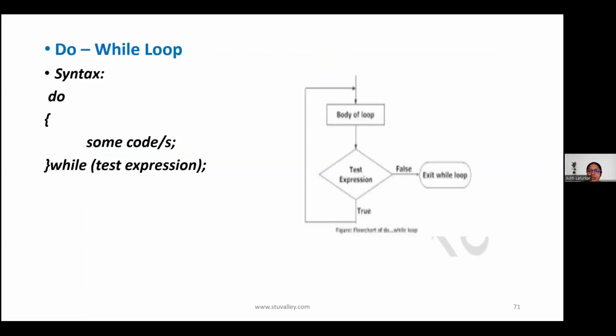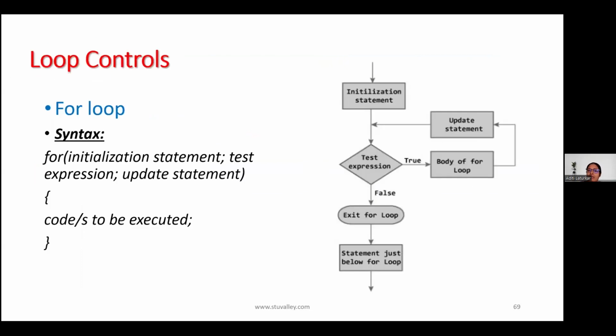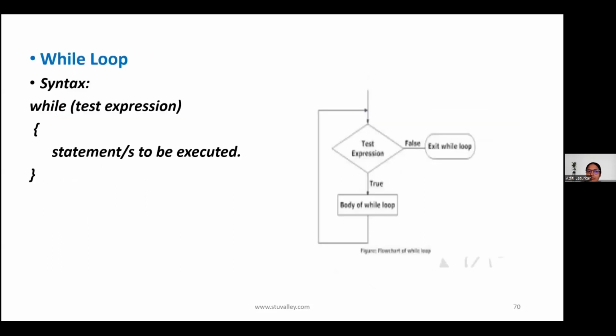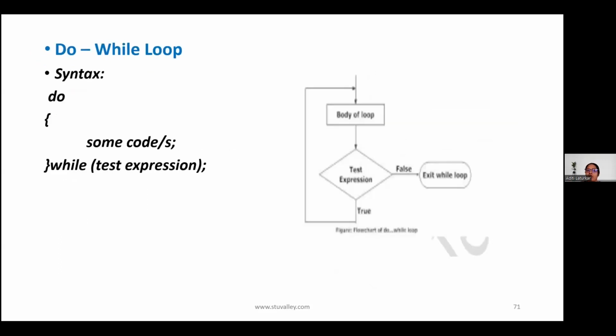Based on requirement, sometimes you only need to use a for loop, sometimes only a while loop, and sometimes only a do while loop. That is totally dependent on your scenario and what type of condition you want to perform. So in the do while loop, if you want to execute that code at least once, then you can go for the do while loop.